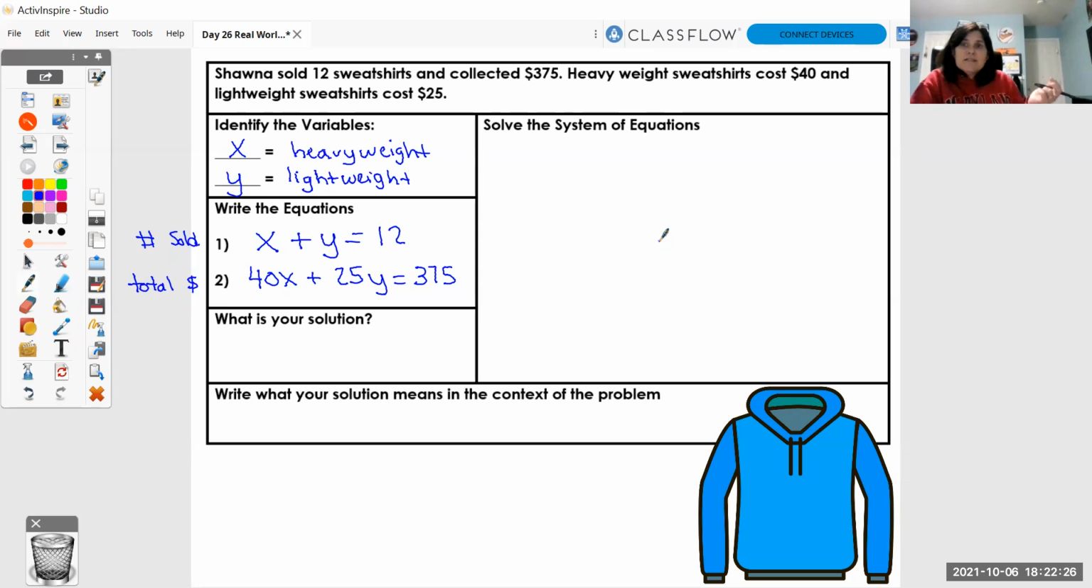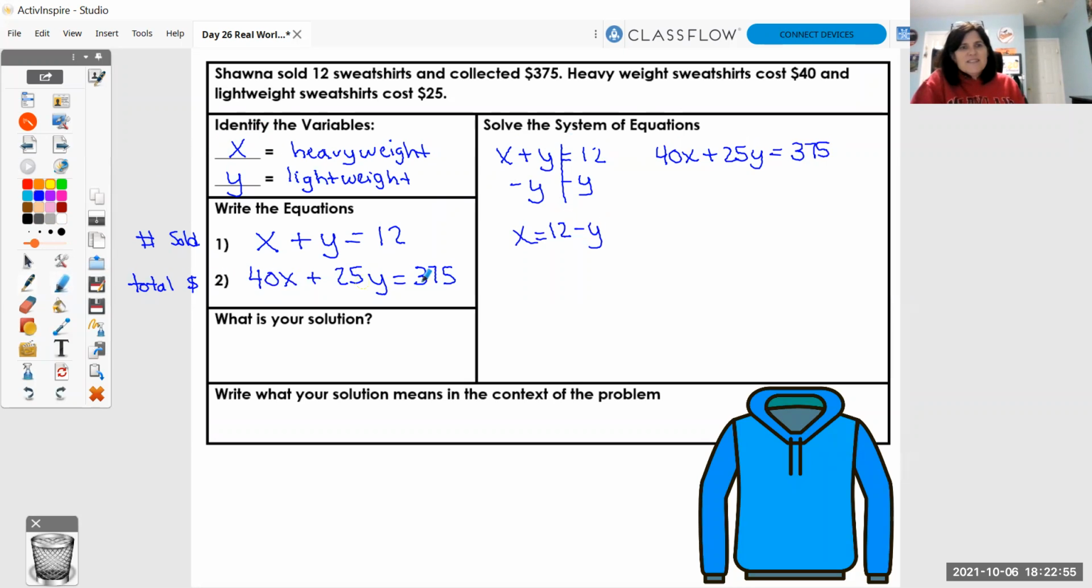All right, so now this is set up for either method. You could multiply, or I'm going to do substitution on this because I haven't done it in a while. So I have x plus y equals 12. And I have 40x plus 25y equals 375. And I'll just solve for x. So I'm going to subtract y. So x equals 12 minus y.